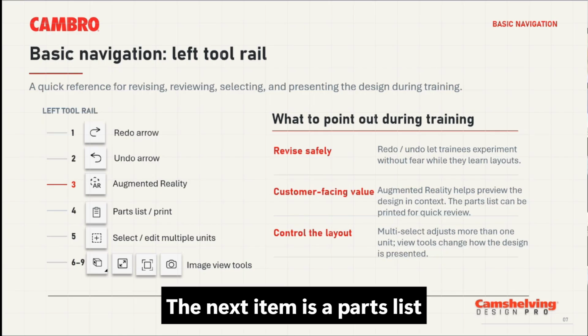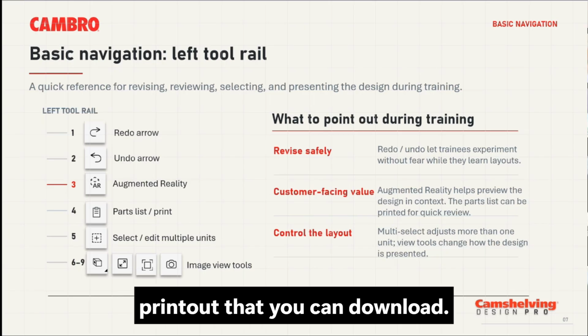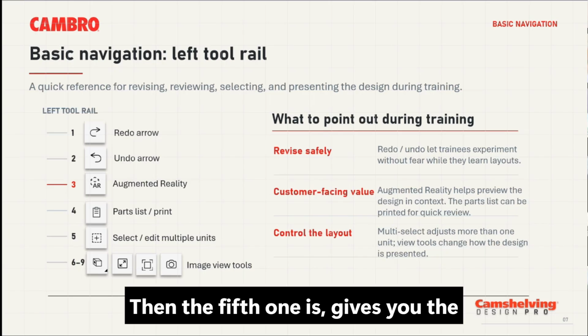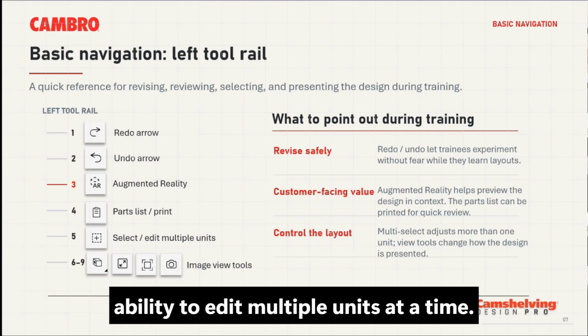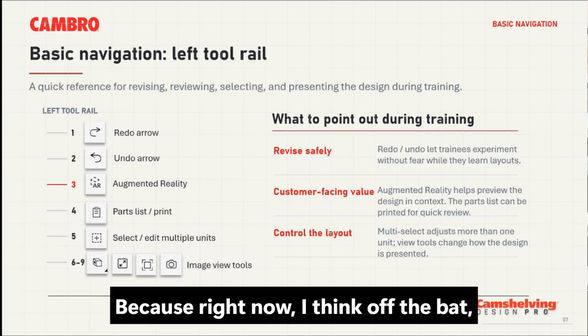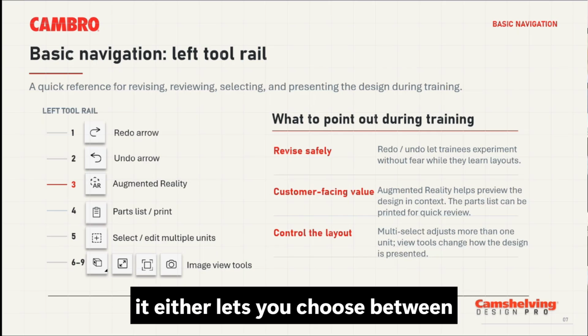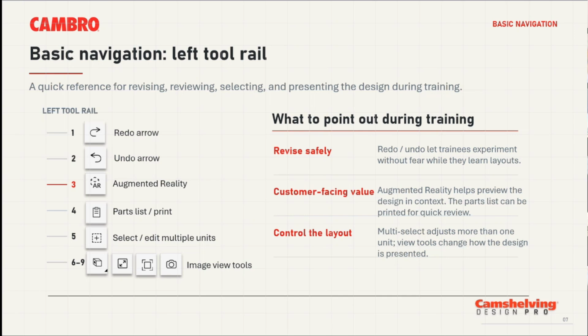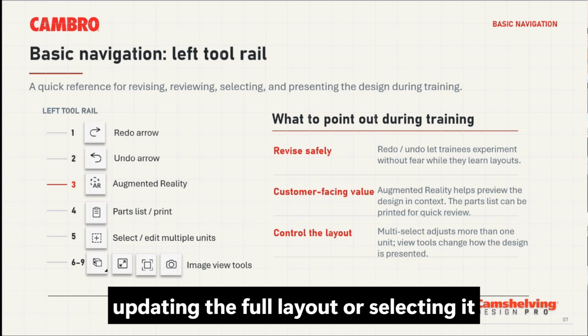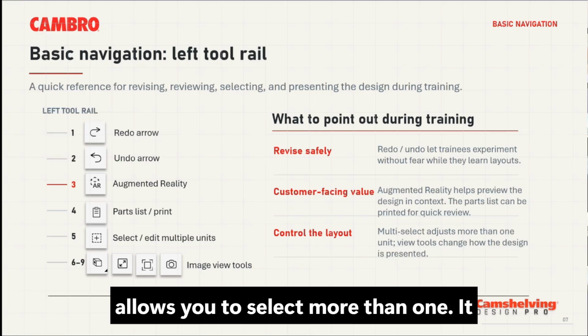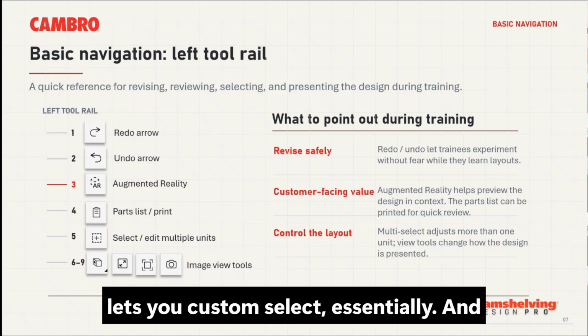The next item is a parts list printout that you can download. Then the fifth one gives you the ability to edit multiple units at a time, because right now, off the bat, when you go onto the application, it either lets you choose between updating the full layout or selecting it one by one. So this particular option allows you to select more than one. It lets you custom select essentially.